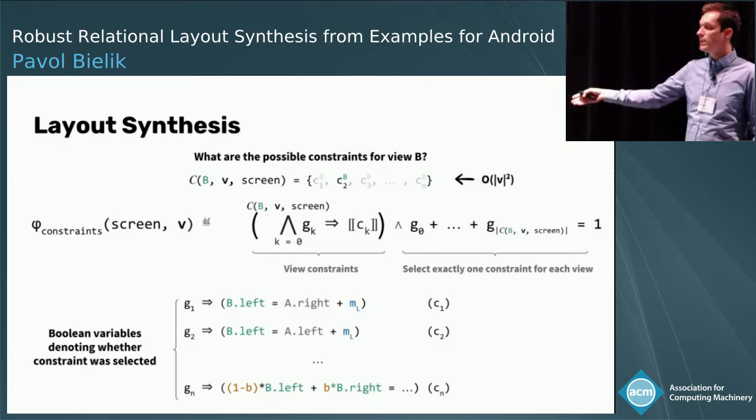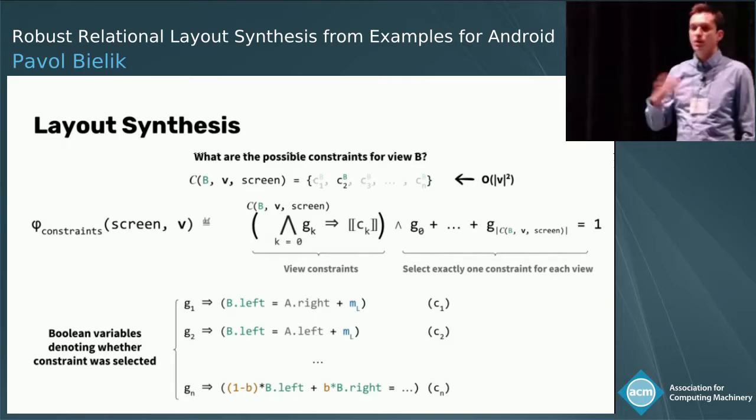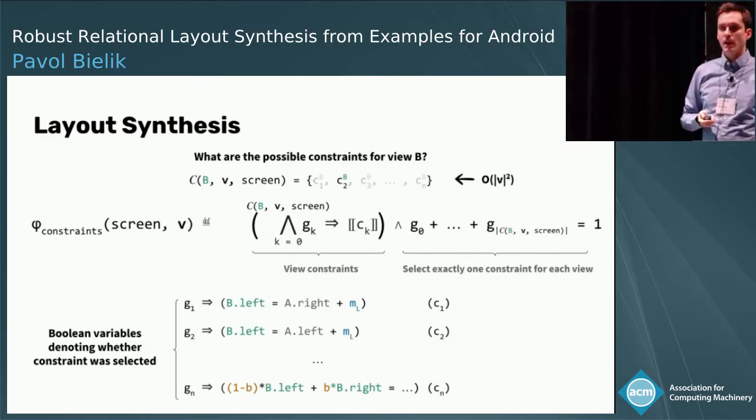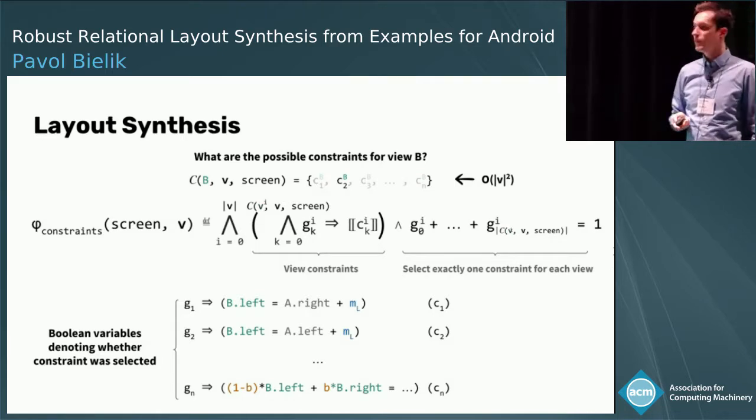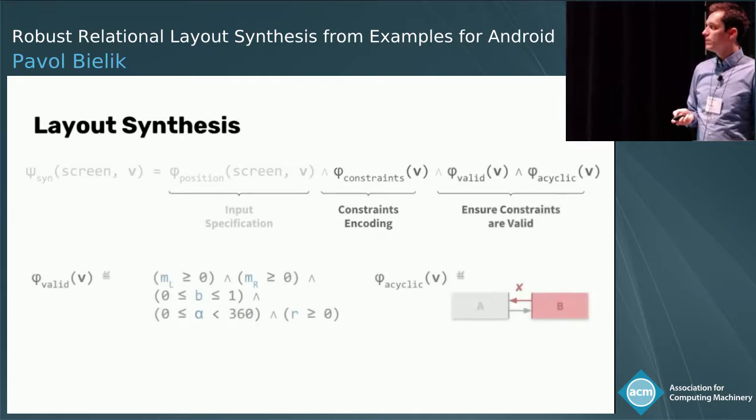And then if we solve for this, by just looking at these Boolean flags, we know which constraints we should use. And we do this not only for one view, but we actually do this for all the views. So this is the encoding of the constraints.